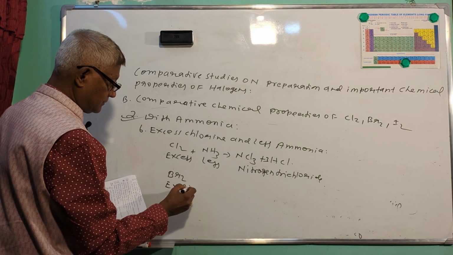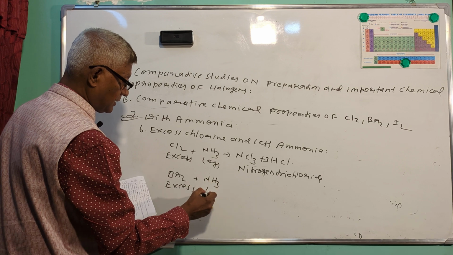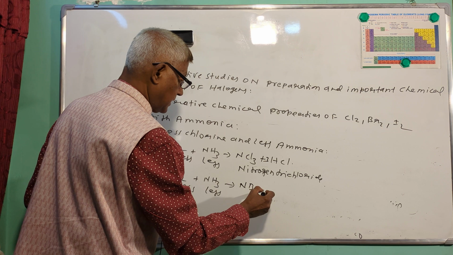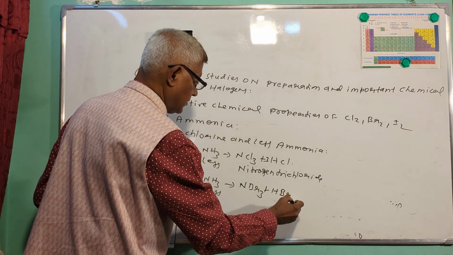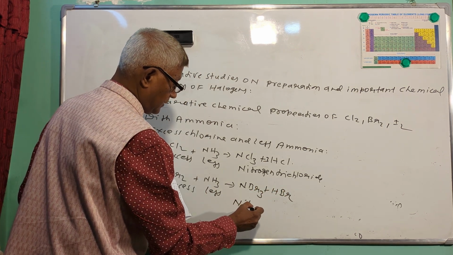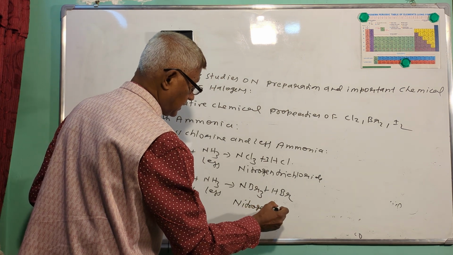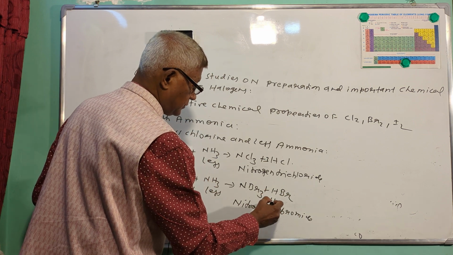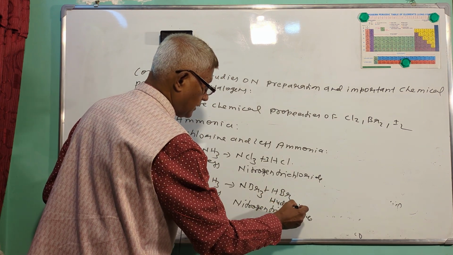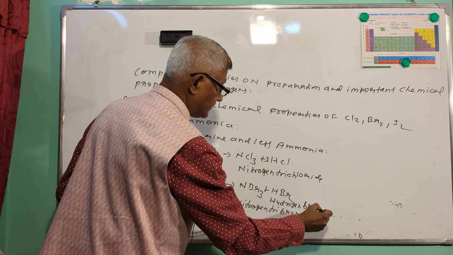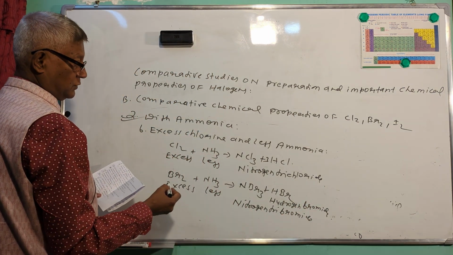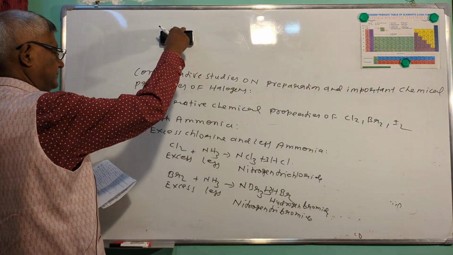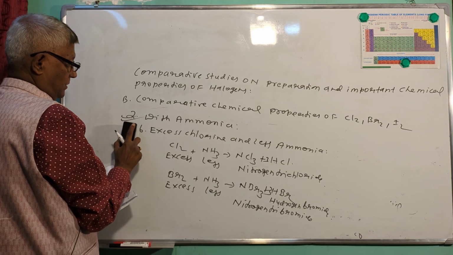Likewise with bromine, excess bromine and less ammonia. So what do we have? Nitrogen tribromide plus HBr. That is nitrogen tribromide, that is hydrogen bromide. Yes, so what do we have to do? 3HBr. So excess halogen and less ammonia.